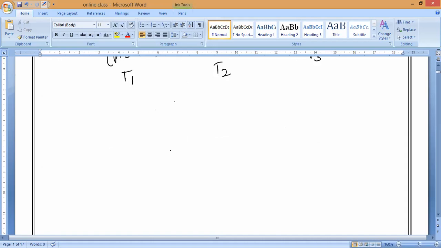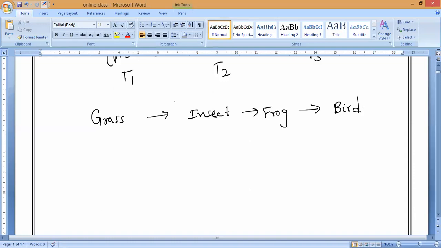Last class we studied food webs, and food chains present in a single food web. Now let us take another food chain which we studied, starting with grass. Grass is eaten by insect, insect is eaten by frog, and frog is eaten by bird. Now you tell me, in this, how many trophic levels are there? Totally 4 trophic levels are there. Is it yes or no? 4 trophic levels are there.